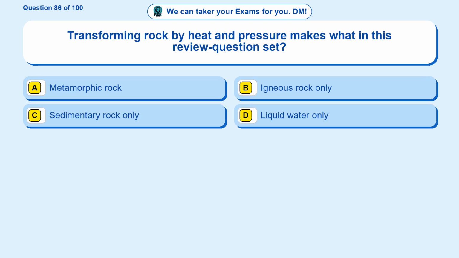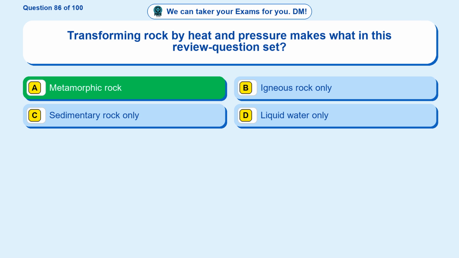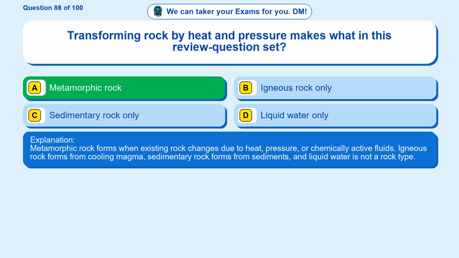Question 86. Transforming rock by heat and pressure makes what in this review question set? Option A, metamorphic rock. Option B, igneous rock only. Option C, sedimentary rock only. Option D, liquid water only. The correct answer is option A. Metamorphic rock. Metamorphic rock forms when existing rock changes due to heat, pressure, or chemically active fluids. Igneous rock forms from cooling magma, sedimentary rock forms from sediments, and liquid water is not a rock type.